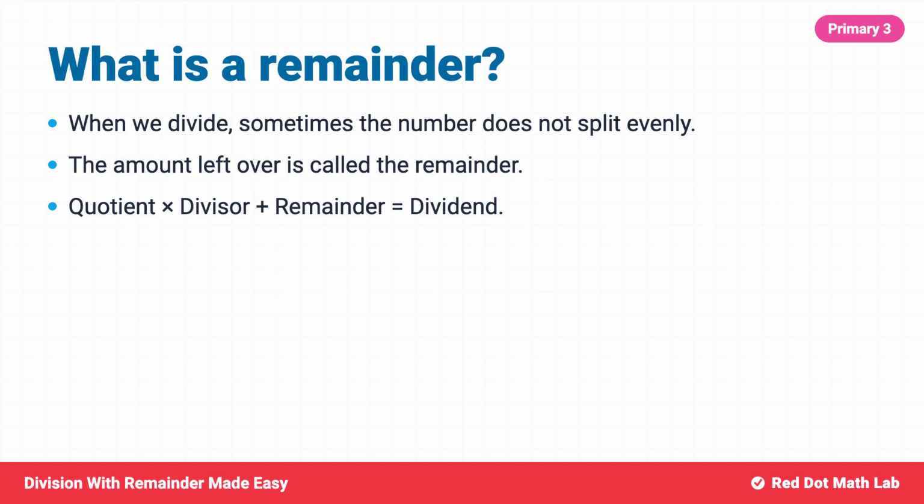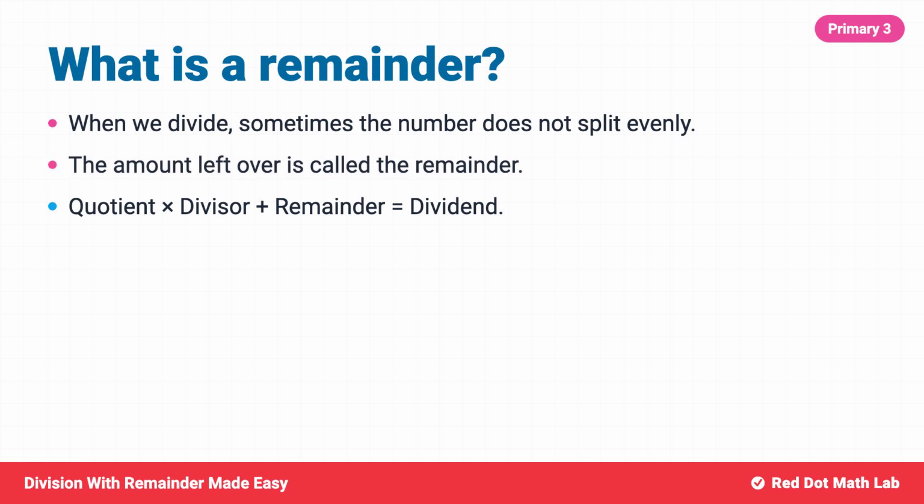All right, let's start with the big idea. When we divide a number, sometimes it splits evenly and sometimes it does not split evenly. The amount that is left over has a special name. We call it the remainder.